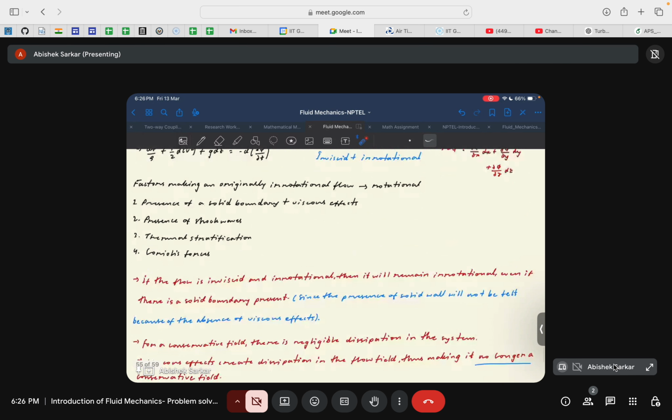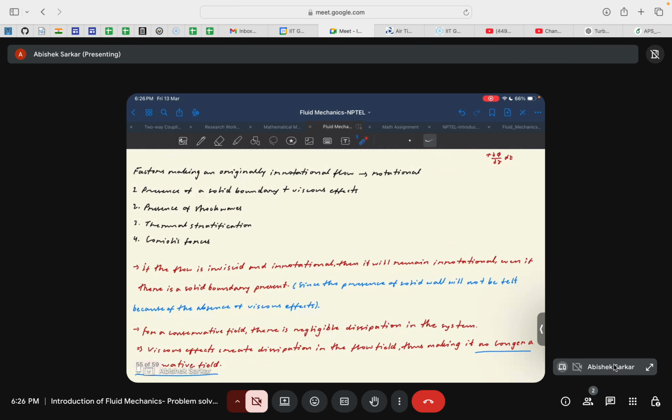So the very famous statement that relates to this discussion is that if the flow is inviscid and irrotational, then it will remain irrotational even if the solid boundary is present. Basically it will remain irrotational forever, even if it encounters any kind of solid boundary.